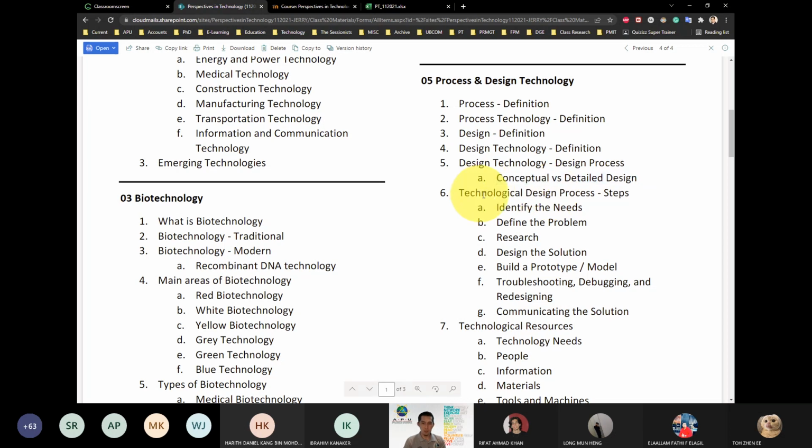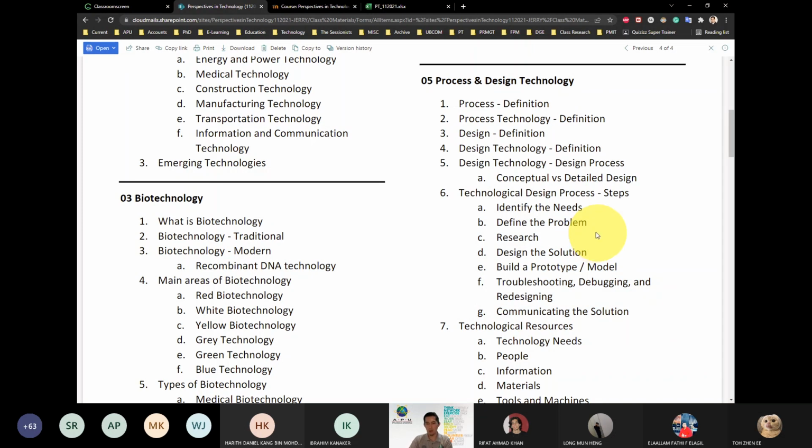So the technological design process, as seen here, has 7 steps altogether. So identifying the needs, define the problem, research, design the solution. This will be a bit more familiar to you because you remember going through this question during the tests. I hope most of you remember that. So knowing it by sequence is definitely important. How you intend to remember it really depends on what you prefer.